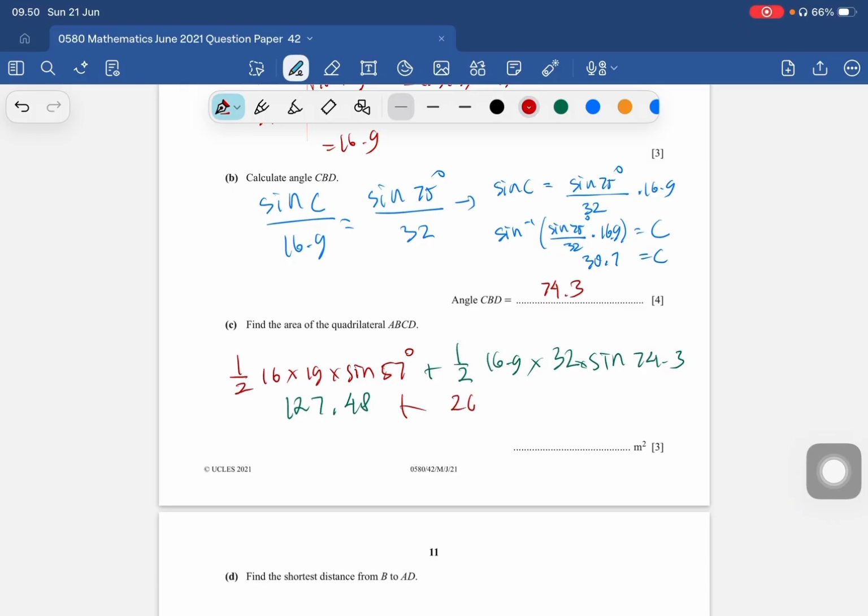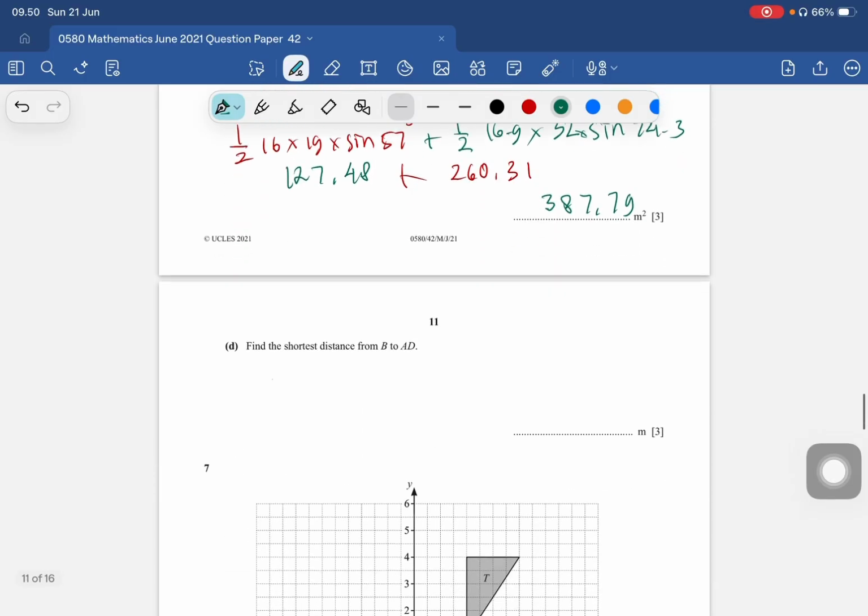Here is 260.31. So we can just add them. 260.31 plus 127.48. So you got 387.79.